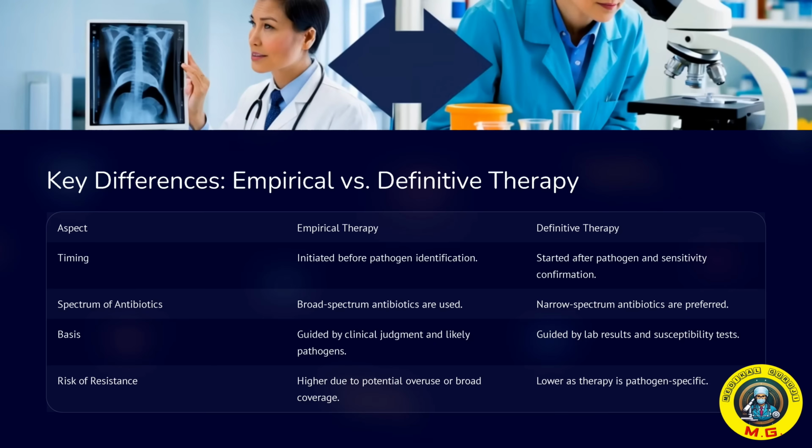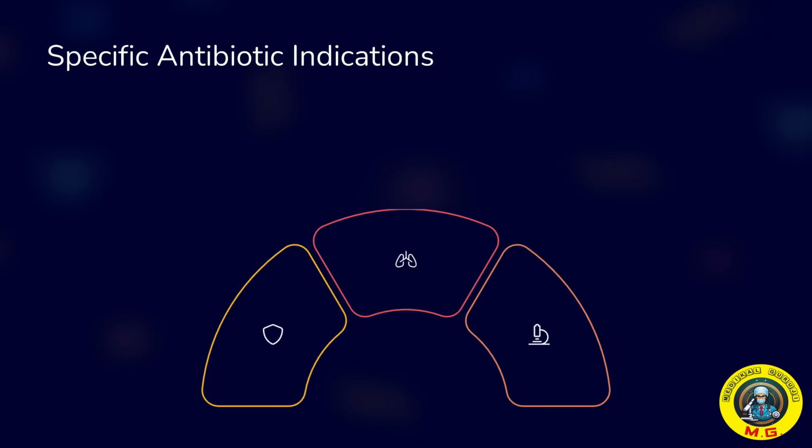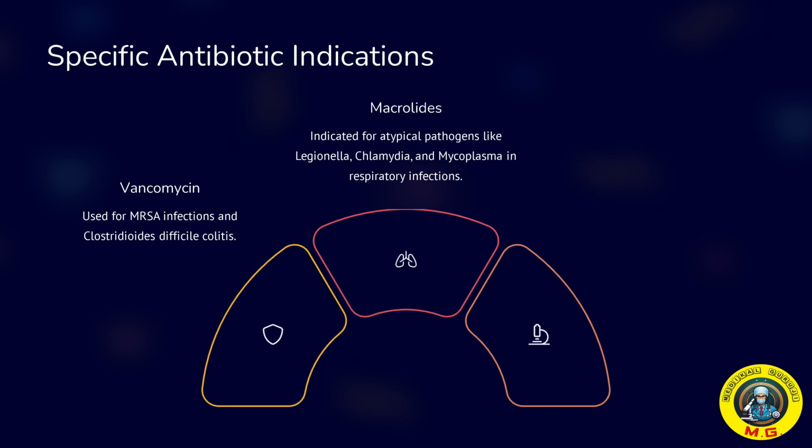Then specific indication for certain antibiotics: vancomycin is used for MRSA infection and Clostridium difficile colitis. Then macrolides are indicated for atypical pathogens like Legionella, Chlamydia, and Mycoplasma in respiratory infection. Then rifampin is used for TB and in combination therapy to prevent resistance.